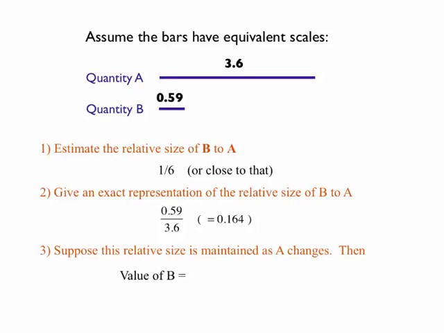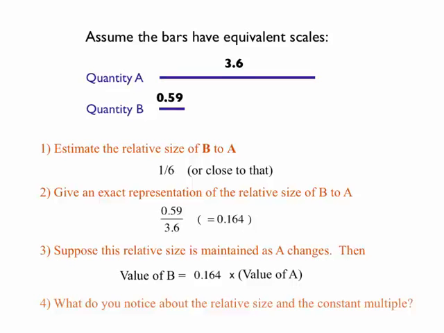Okay, suppose this relative size is maintained as A changes. Then what will the value of B be given the value of A? 0.164 times the value of A. The size of B relative to A is about 1/6, and if you know what A is, you take 1/6 of it to get B. And to get 1/6 of it, you multiply by 1/6. Should make sense.